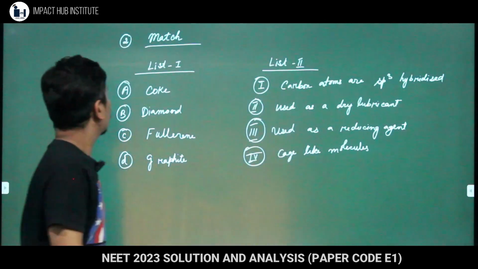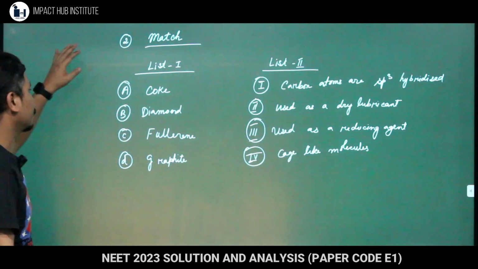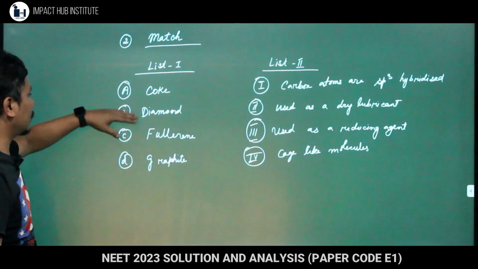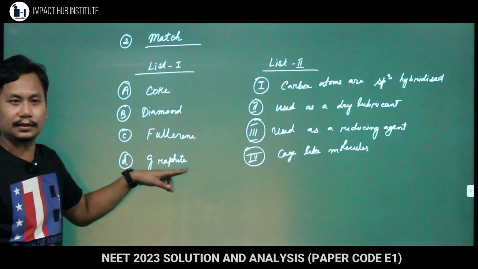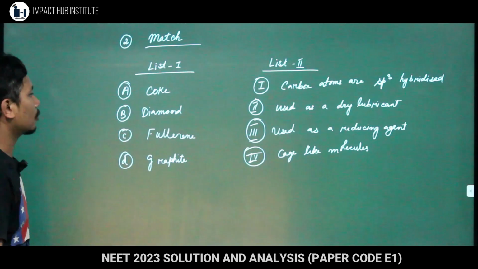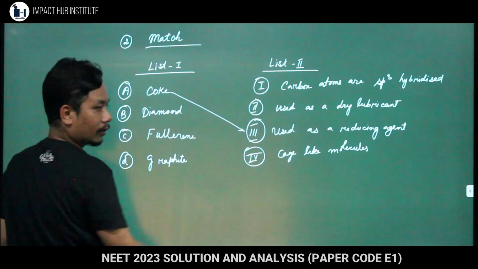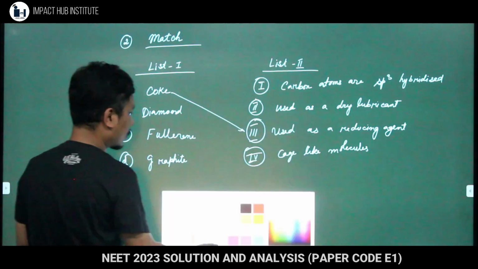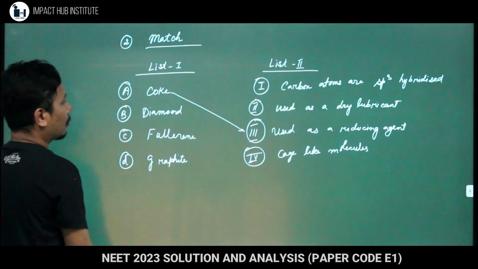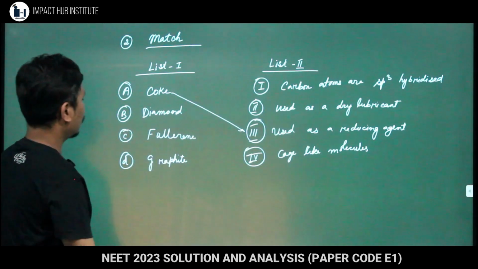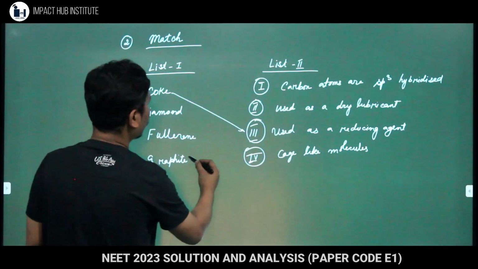Okay. So the second question is this one, match the following. You have the questions. You can see here, coke is there, diamond is there, fullerene is there, and graphite is there. So you have to match this one. Coke is always used as a reducing agent. Diamond, fullerene, graphite.